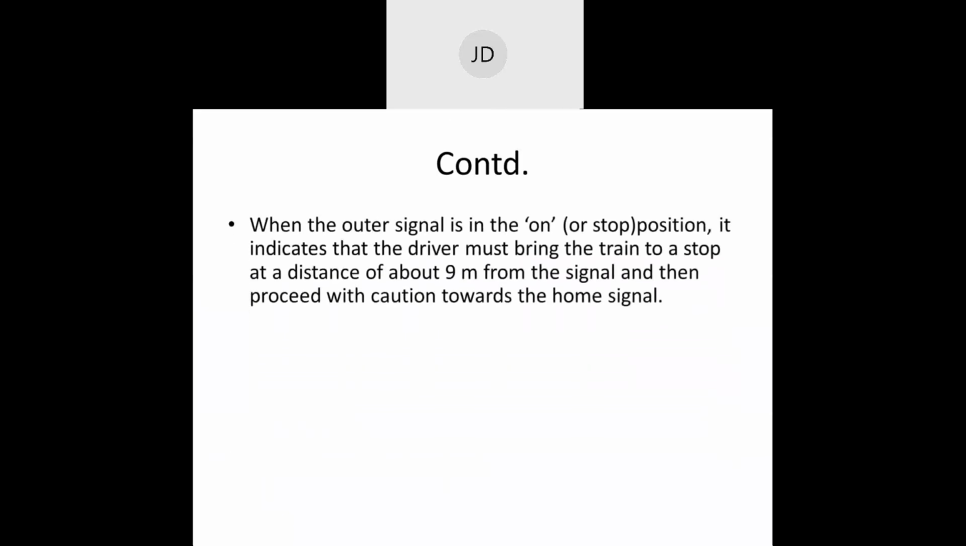When the outer signal is on, that means a stop position, the arm is horizontal. It indicates that the driver must bring the train to a stop at a distance of about 9 meters from the signal and then proceed with caution towards the home signal. The main purpose and indication are similar to any stop signal. All are stop signals.